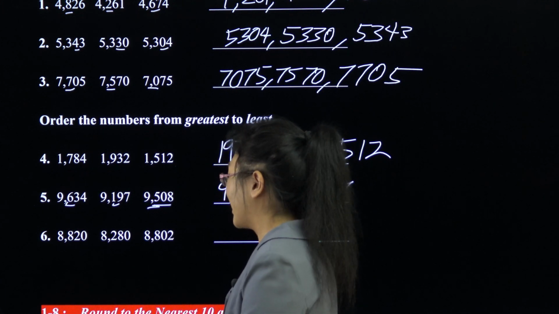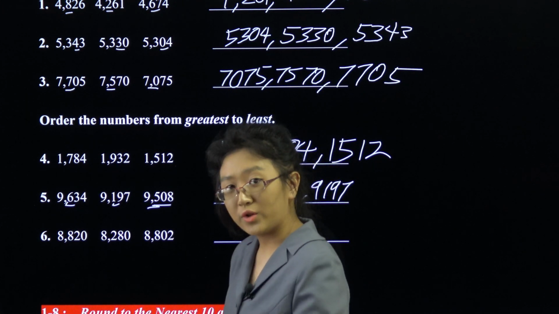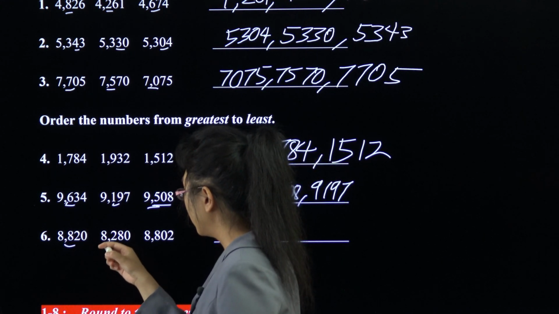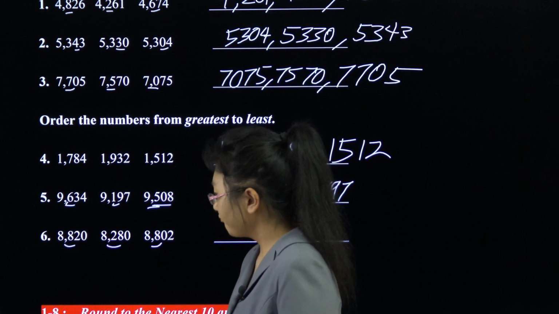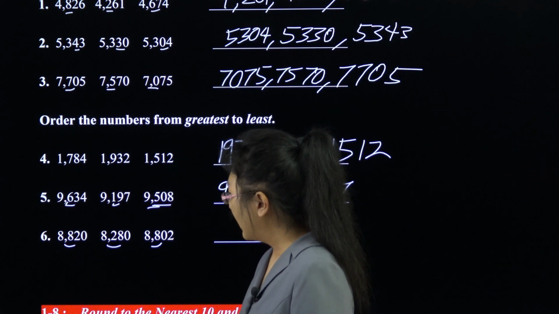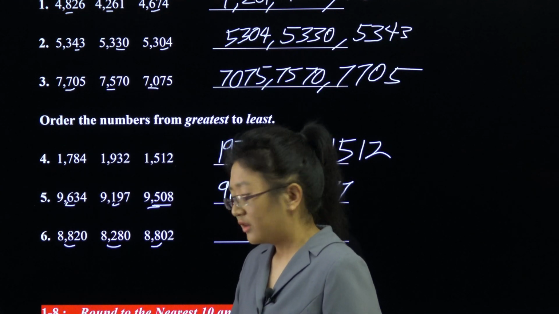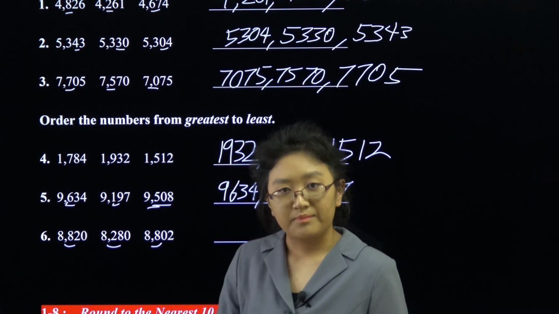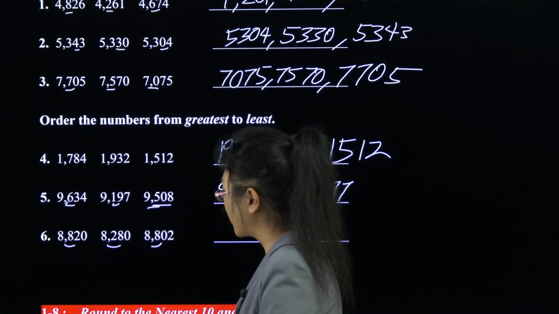They're all 8,000. So we're just going to ignore the thousands. We move on to the hundreds. 800, 200, 800. Okay, so 2 is smaller than 8. So the one with the 200 is the least. But which one of the 800s is greater?